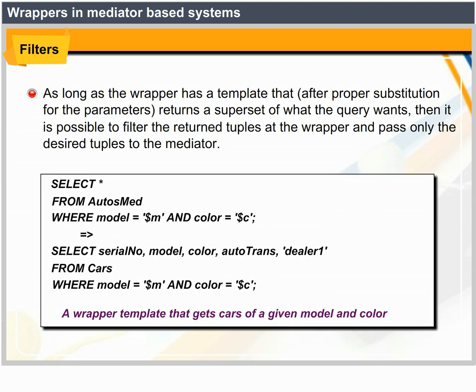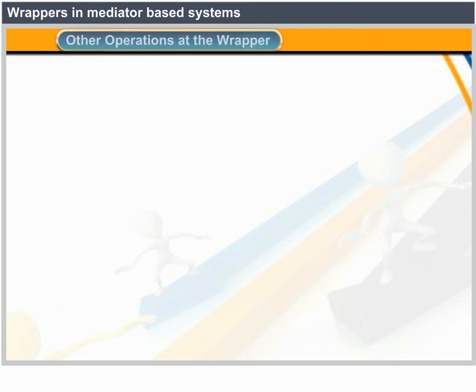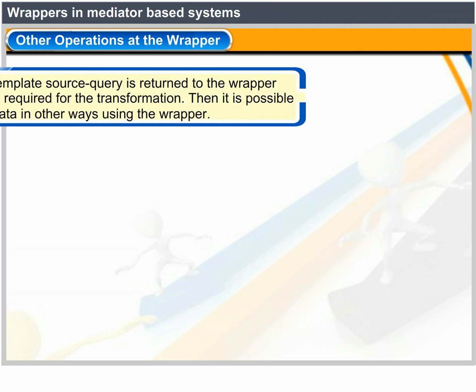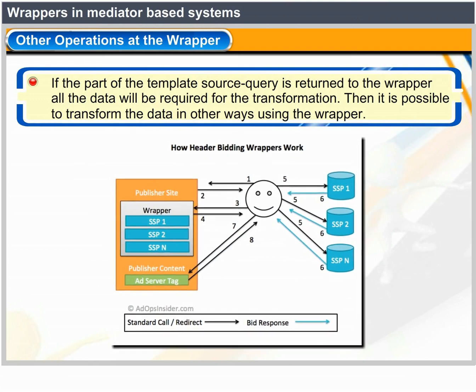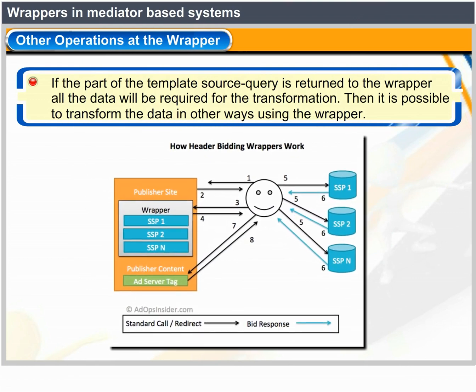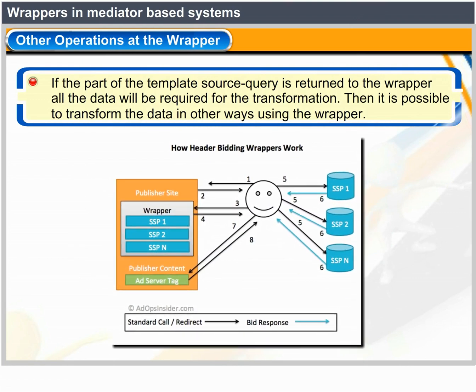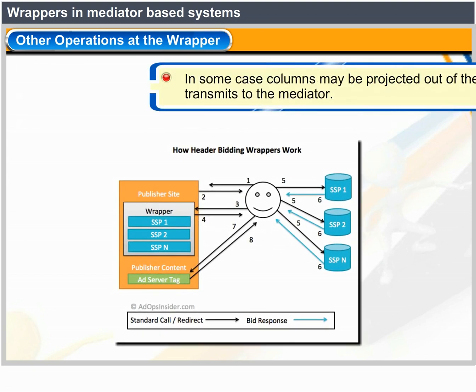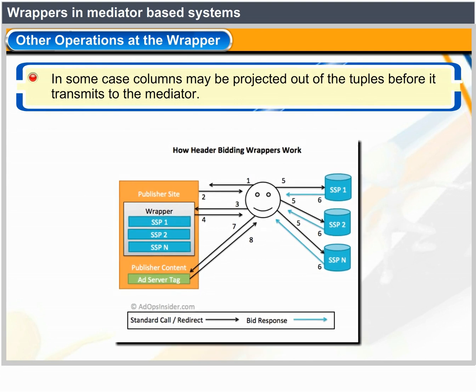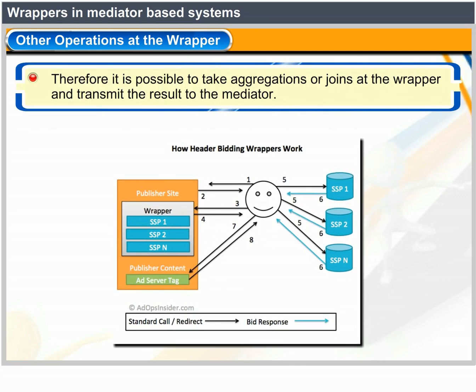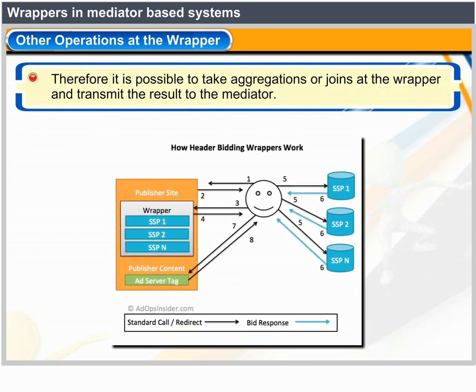Other operations at the wrapper. It is possible to transform data in other ways at the wrapper as long as we are sure that the source query part of the template returns to the wrapper all the data needed in the transformation. For instance, columns may be projected out of the tuples before transmission to the mediator. It is even possible to take aggregations or joins at the wrapper and transmit the result to the mediator.